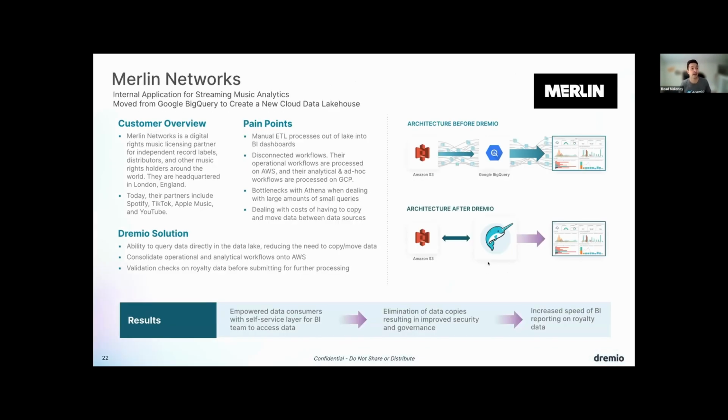Merlin Networks. This is a business where they're dealing with digital rights, and so they have to have a lot of data coming in for who to pay for different people listening to different music. And they basically had this difference where they had BigQuery and S3. And so they were like, okay, well, we got to get everything on one of these. And they decided to go with AWS. And as they did that, they started to look at Athena. But Athena was really having trouble when they were dealing with large amounts of small queries. Okay. And this is something that we really excel in, high concurrency, high performance, interactive queries.